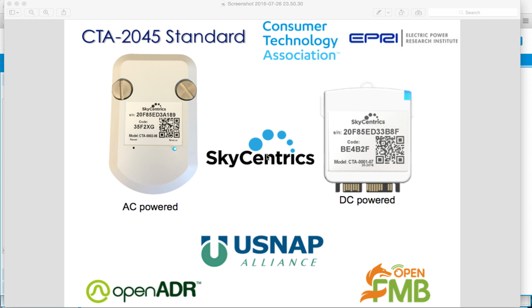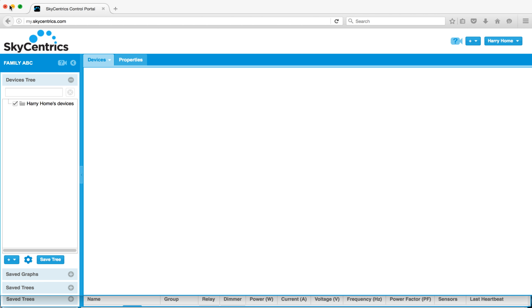This is a video about the SkyCentrics Dream platform as it is used by utilities wanting to manage large platoons of CTA 2045 and other connected devices. First, a utility employee creates an account at SkyCentrics.com. This is what the resulting account looks like.